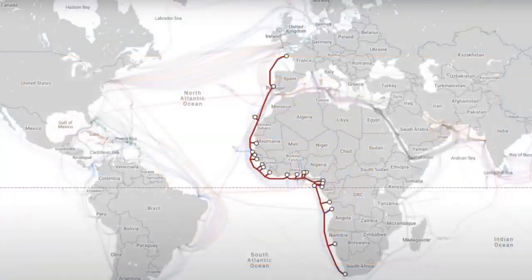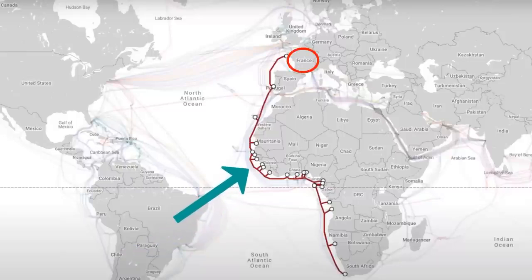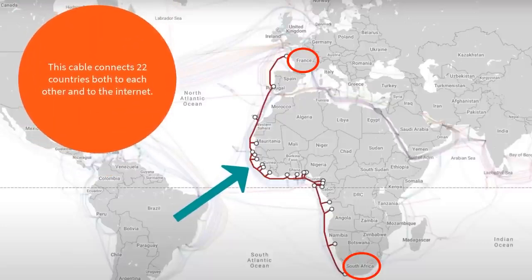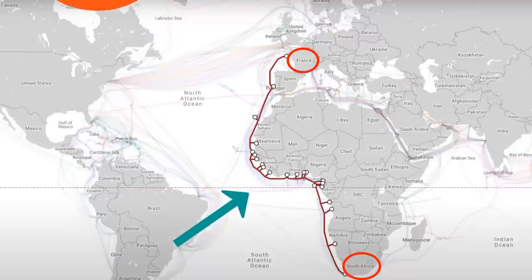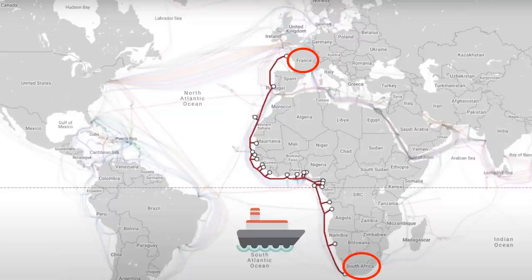I want you to focus on this red cable. This is an almost 17,000 kilometer long cable that starts in France and reaches South Africa. This cable connects 22 countries on the west coast of Europe and Africa to each other and to the internet. And the internet of 10 of these countries crashed when a fishing boat accidentally cut the cable, and I think this was a definitely tragicomic event.